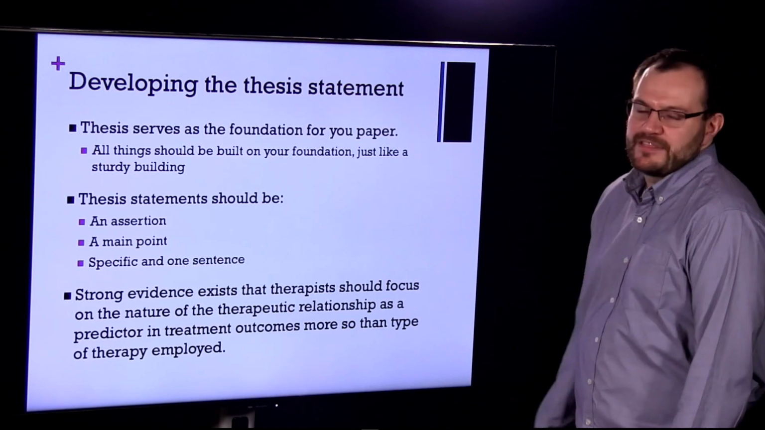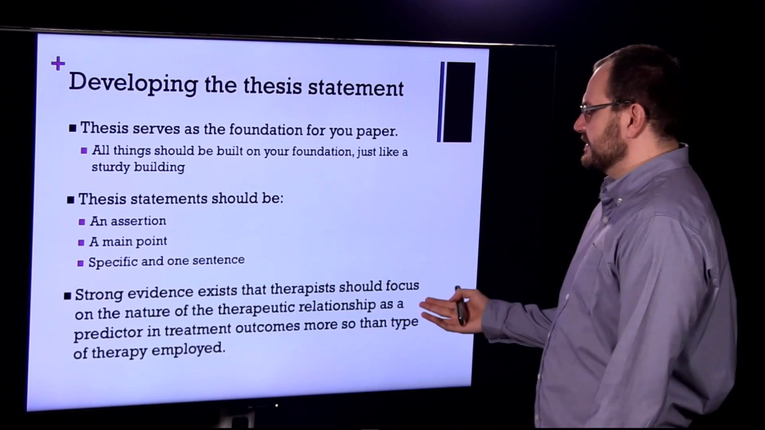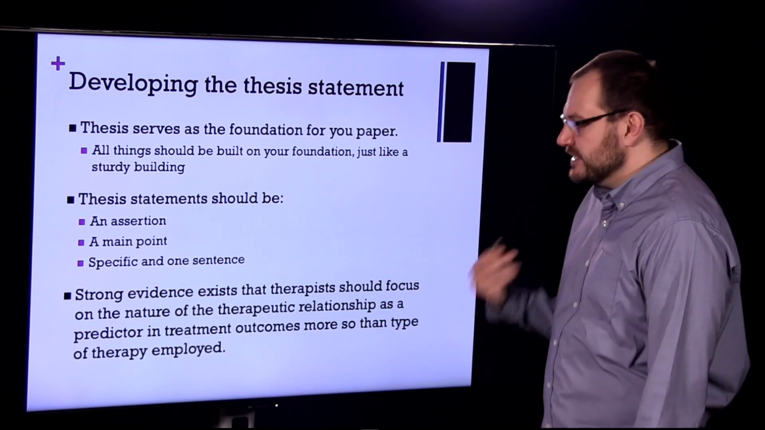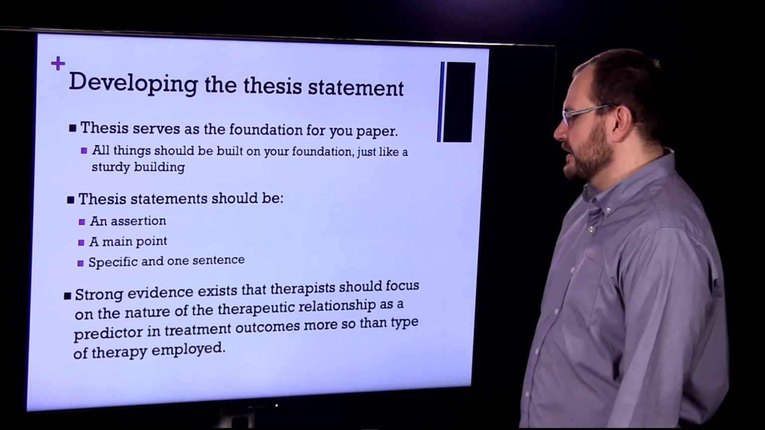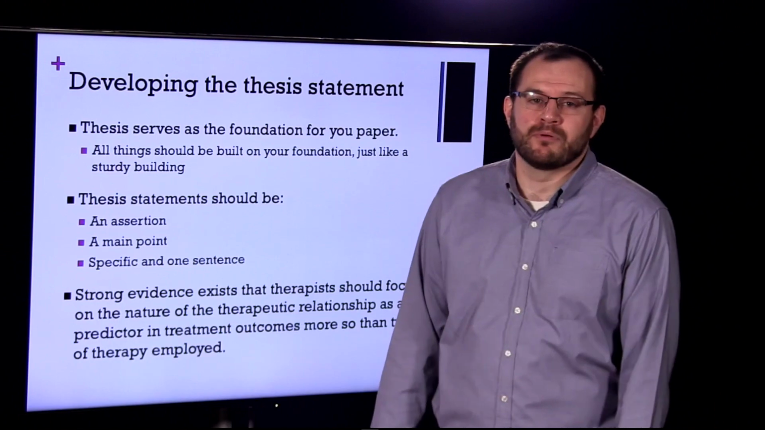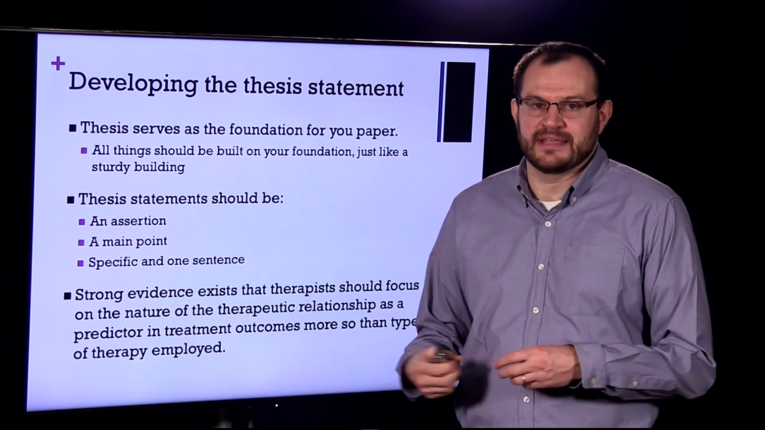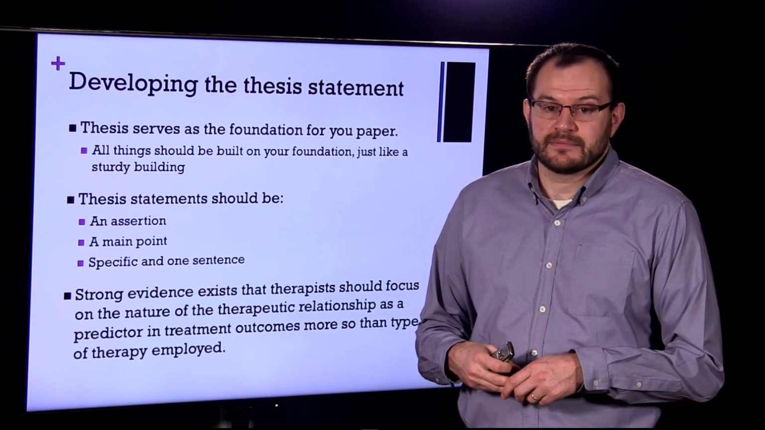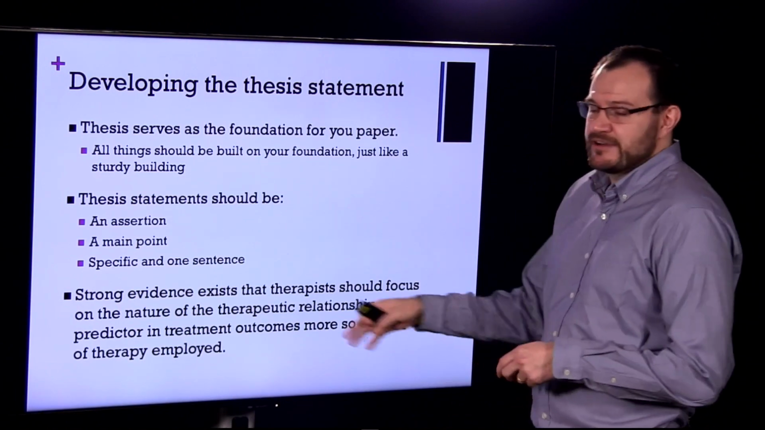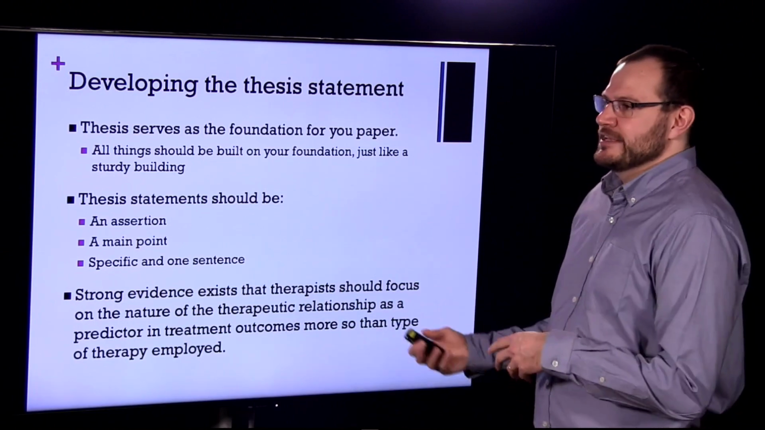It should be pretty much one sentence. So I provided what I think is a good thesis down here for a topic that I'm interested in. Strong evidence exists that therapists should focus on the nature of the therapeutic relationship as a predictor in treatment outcomes, more so than the type of therapy employed. So what I'm essentially saying here is that the therapeutic relationship is more important than the type of therapy, like cognitive behavioral therapy or dialectical behavior therapy. It's more important than the type of therapy employed, that therapeutic relationship. And there is evidence to support this, so it's not like my original idea. I'm just coming up with a thesis that is based on that research.